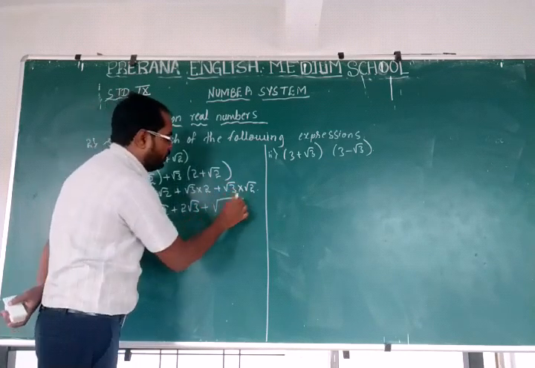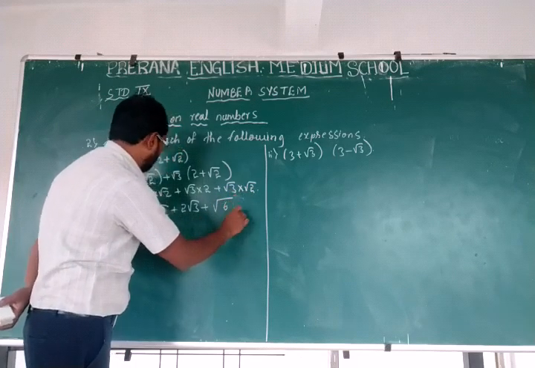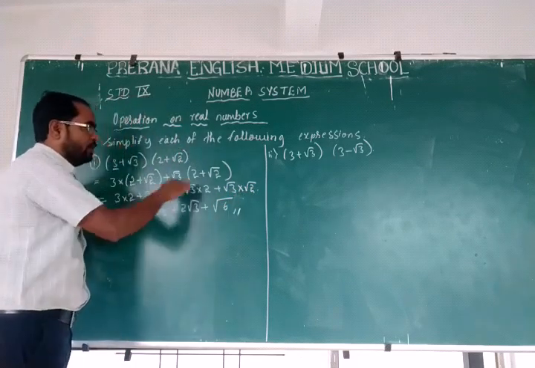So 3 into 2 will be square root of 6. This is how you simplify.